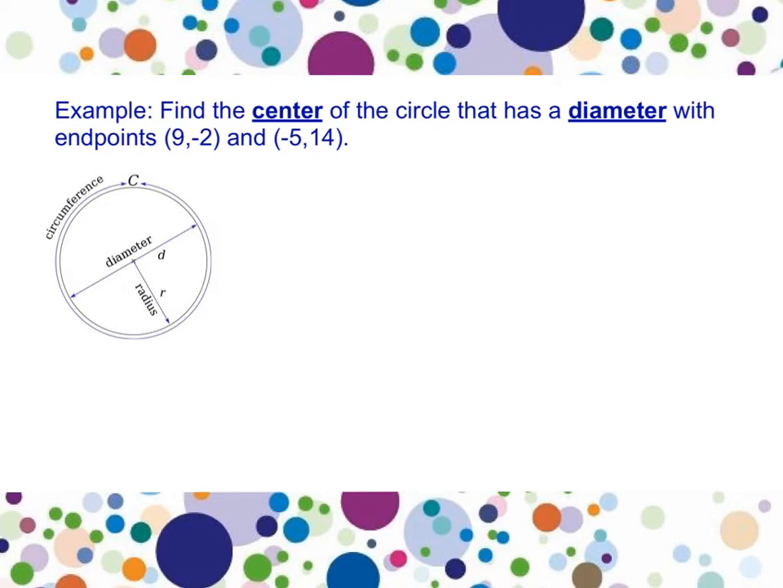In this first example, we're finding the center of the circle given the endpoints of the diameter. So it has a diameter with endpoints of (9, -2) and (-5, 14). And if you think about what you know about a circle, the center is right in the middle of the diameter. In other words, the center is the midpoint. That might even be something I would write down in my notes, is that the center is the midpoint of the diameter. I'm going to write D for diameter.